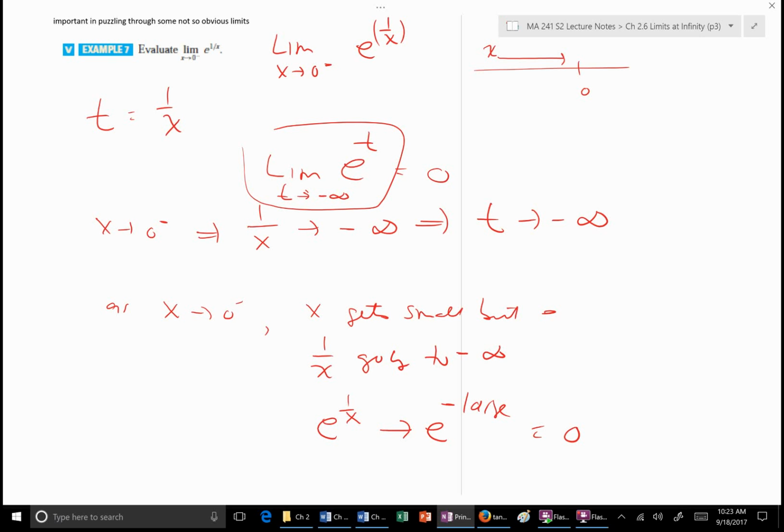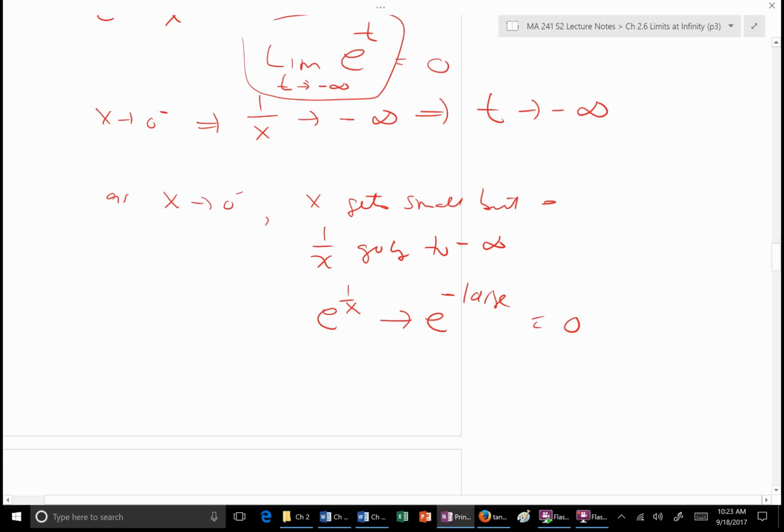Sorry? What's smaller than 0? Negative. 1 over that is getting really large and negative. That's exactly the thought process.